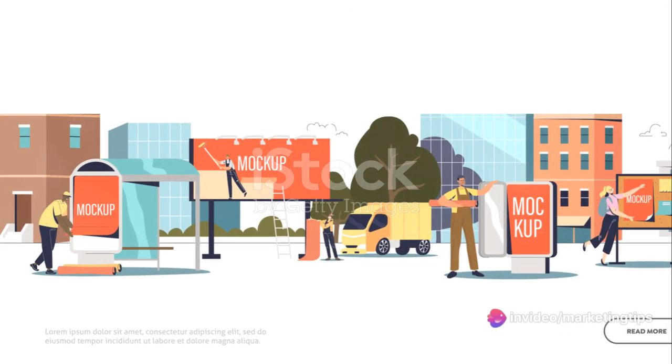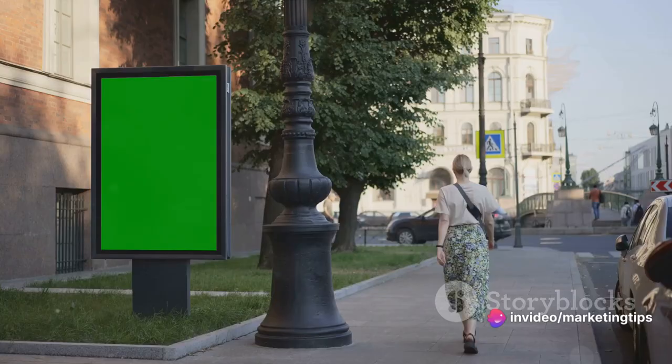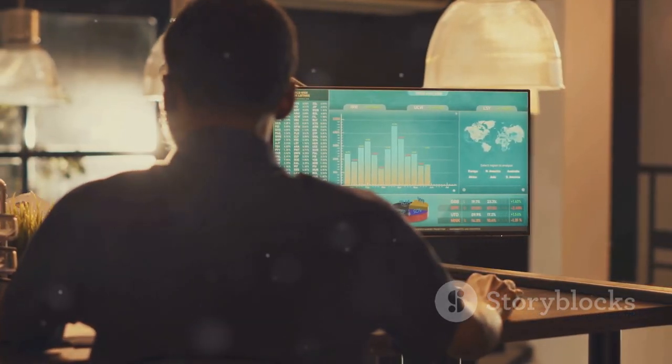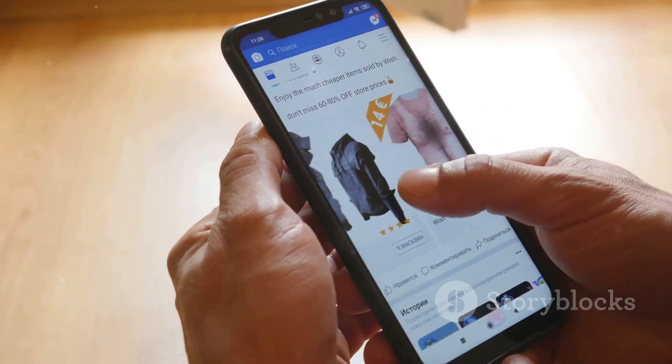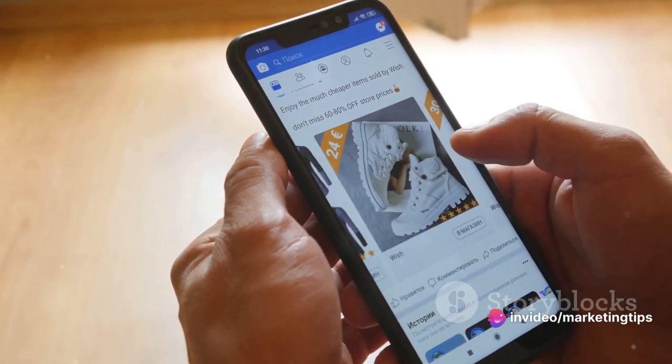Next up is ignoring the importance of a well-defined target audience. It's tempting to cast a wide net, but the key to a successful ad campaign is specificity. Understand the demographics, interests, and behaviors of your ideal customer. Then, tailor your ads accordingly. Remember, a message that resonates with everyone often resonates with no one.